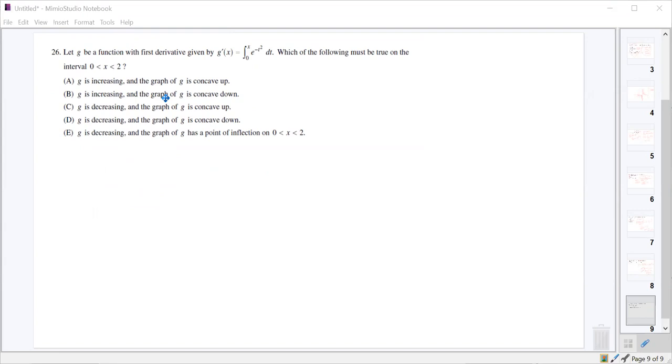So we have g, and the first derivative of g is this. It's an integral from a constant to x of a function, which must be true on 0 to 2. And everything we're talking about here is increasing, decreasing, and concave up, concave down, or points of inflection stuff. So first off, the derivative g prime should tell us if g is increasing or decreasing. So is g prime greater than 0, or is g prime less than 0 for x values between 0 and 2?